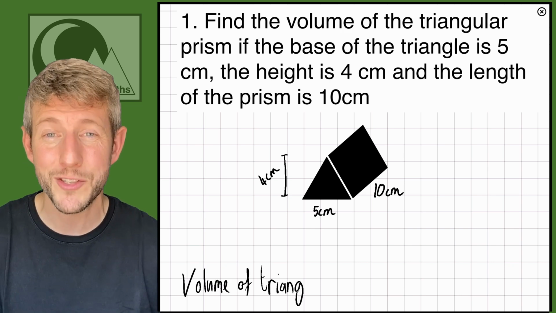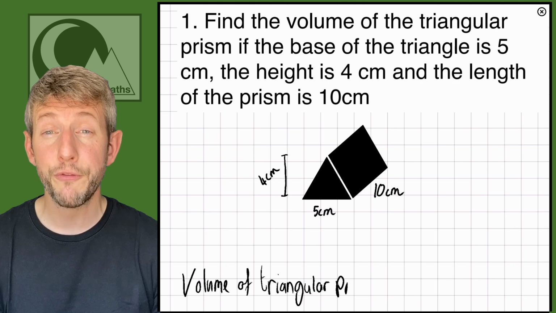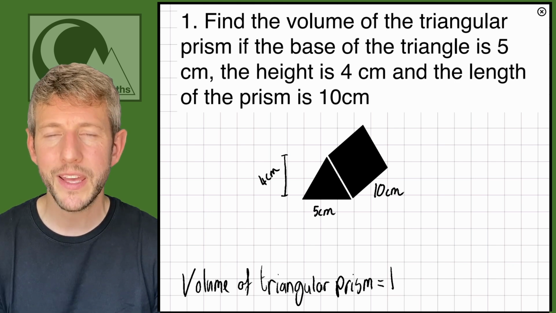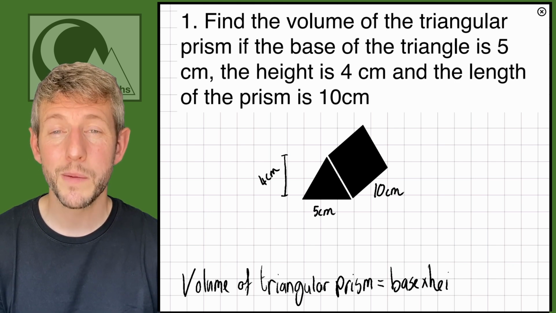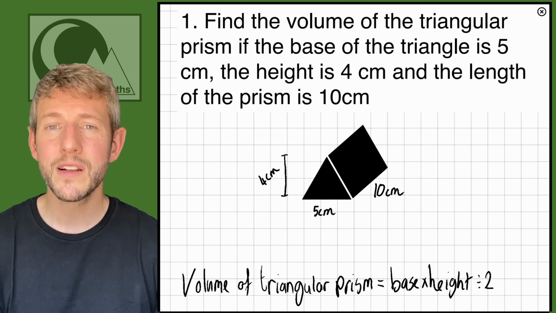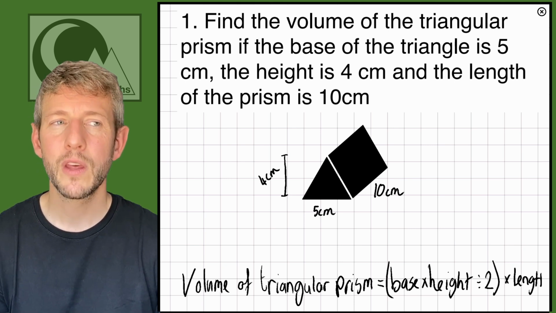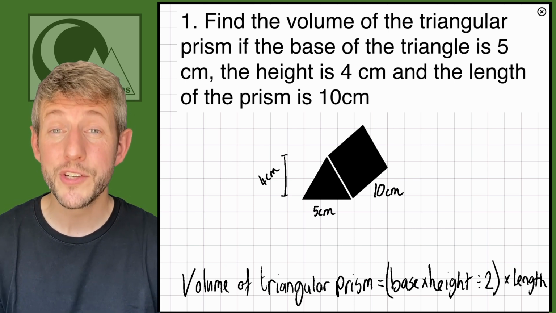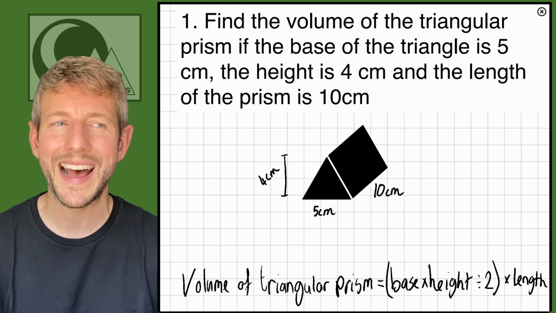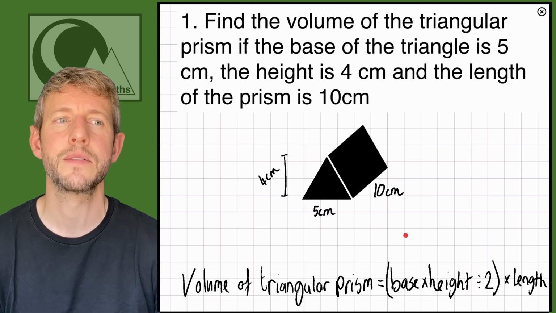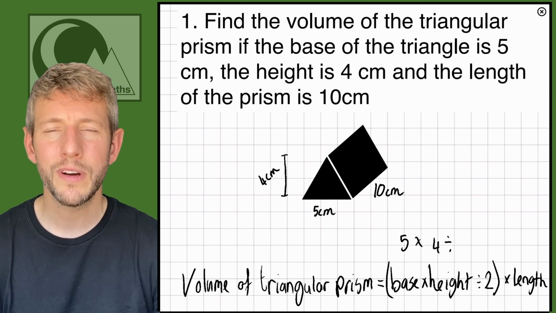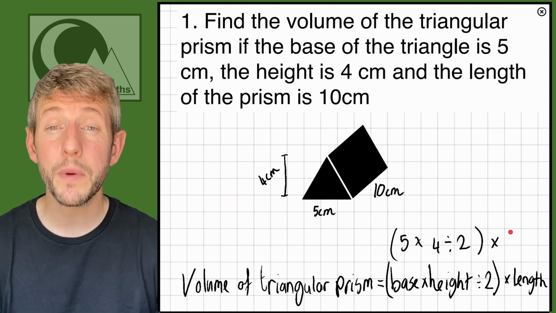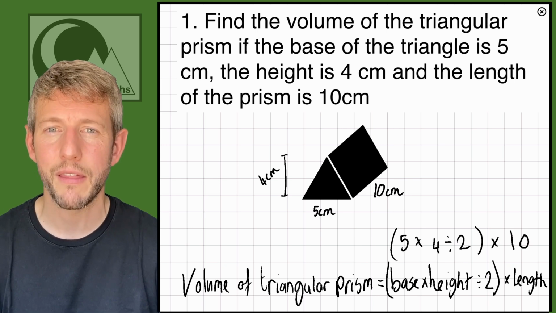If not, I'm just going to write it straight down actually. And that is the volume of a triangular prism equals base times height divided by 2 times length. Okay, right, so now we can just replace the numbers. So we're going to have the triangle first. So that is 5 times 4 and then divided by 2. And then I'm going to put times 10 at the end because that's the length.